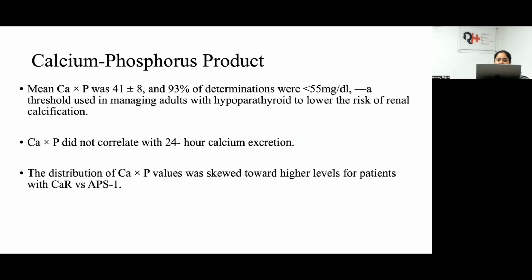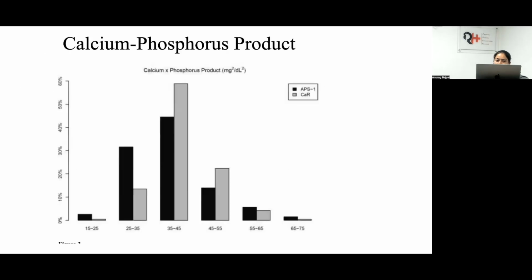Looking at the calcium phosphorus product, the mean was 41 plus or minus 8, and the target is usually less than 55 to prevent risk of renal calcification. The product also did not correlate with 24-hour calcium excretion in this study. So this basically says that there is less risk of hypercalciuria. Yes. You can say, okay, I'm maintaining the sugars at the higher side so that hypoglycemia is less. So it is something like that.